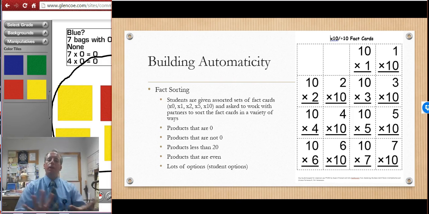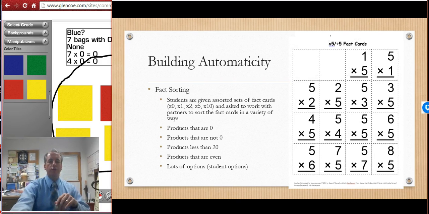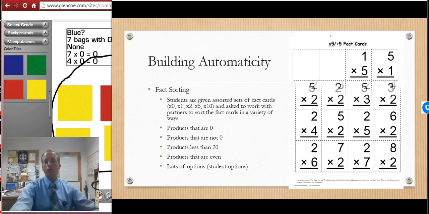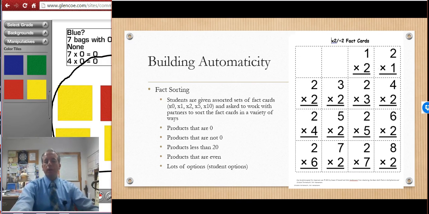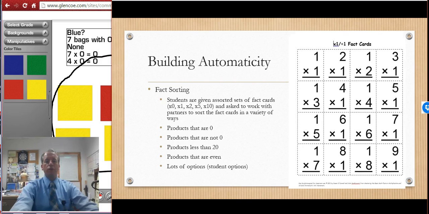And again, we're having kids sort them, and in order to decide if the products fit, they're going to have to solve them, right? And so maybe we want to build a little bit of competition into it. You could certainly have kids sit in pairs, and they can only keep the fact or put it in their pile if they can answer the fact.